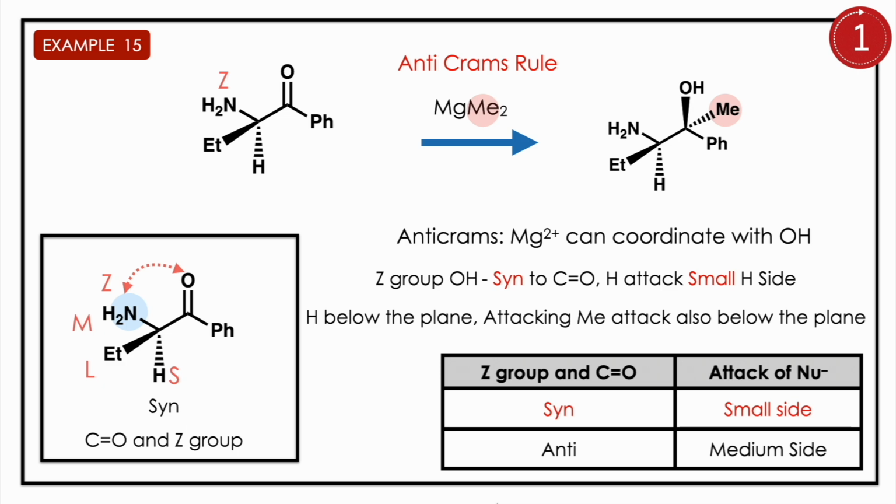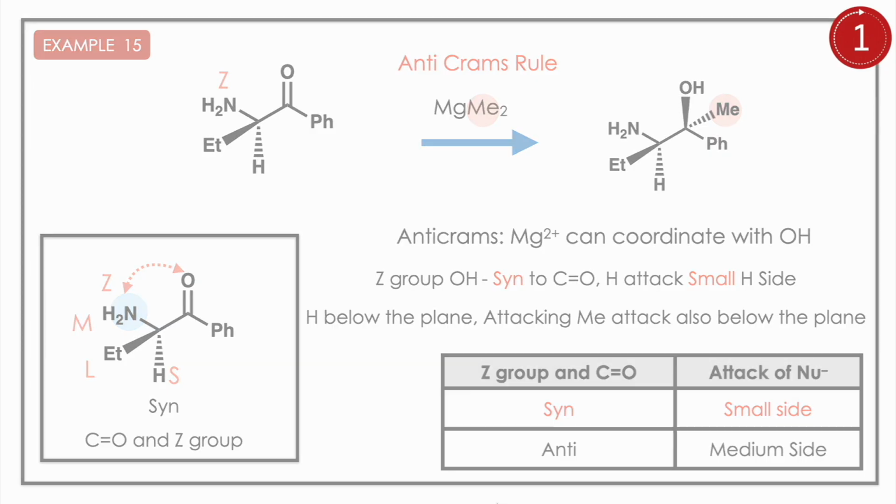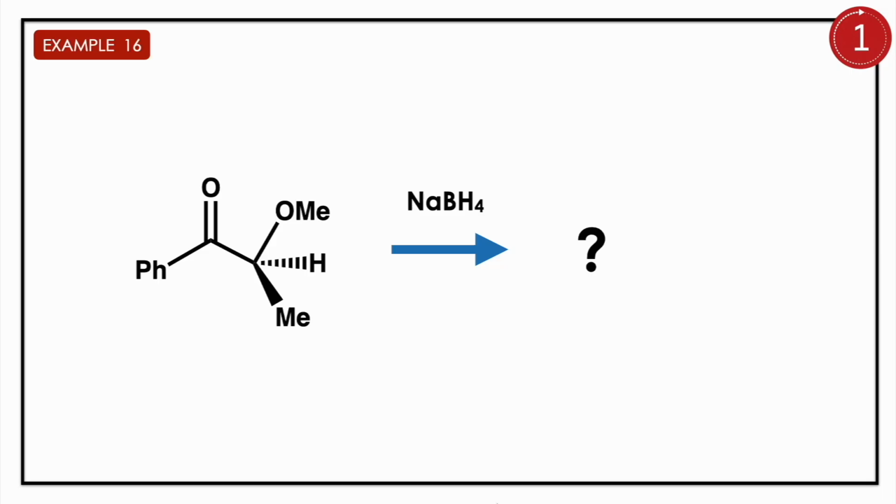Methyl attacks, methyl below, OH above. You have the final product. The concept you have to learn here is large group and Z group can be different and it can create the confusion. Careful with anti-Cram's rule. Then the next example. Here you have carbonyl. Alpha position you have chiral carbon which is O-methyl. Hydrogen below the plane. Methyl above the plane. Phenyl is on other side. You are using sodium borohydride. You should find what will be the final product.